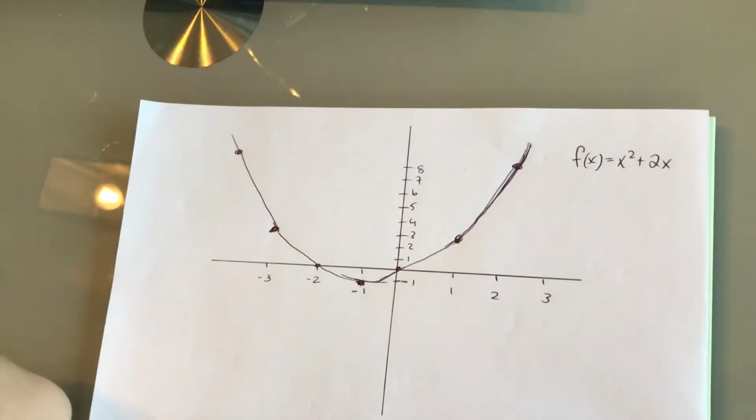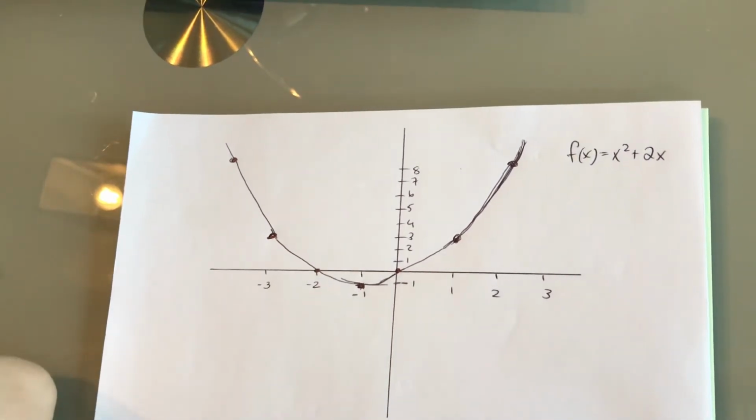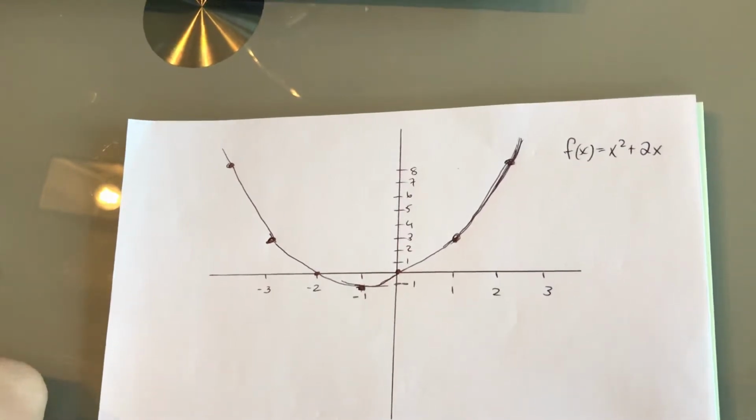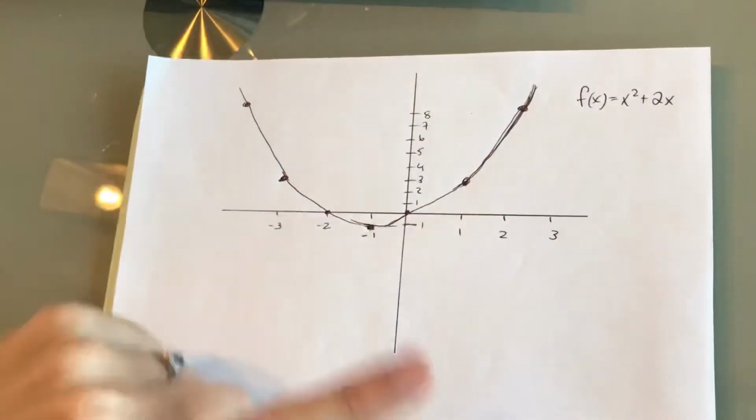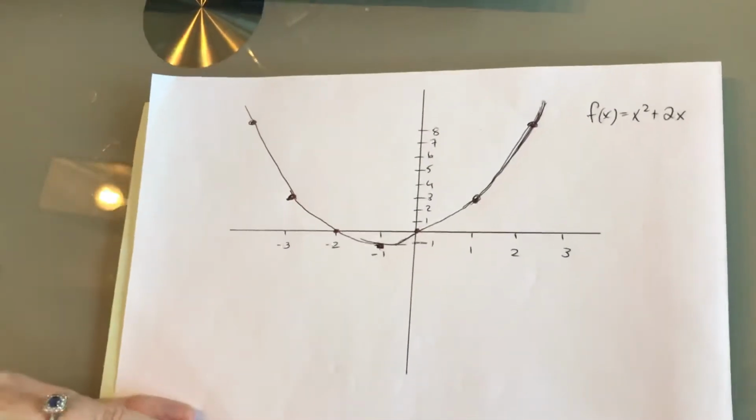I'm just using this video to hopefully make sure you fully understand what's happening now. So we have a function, x squared plus 2x. I just quickly graphed it here. Not a great graph, but it's fine.